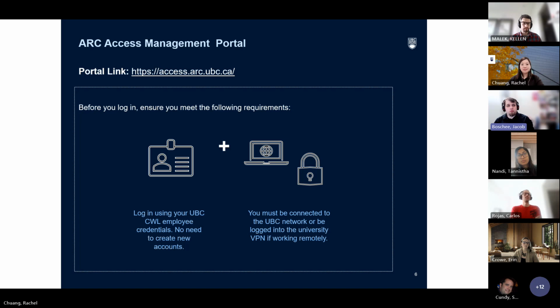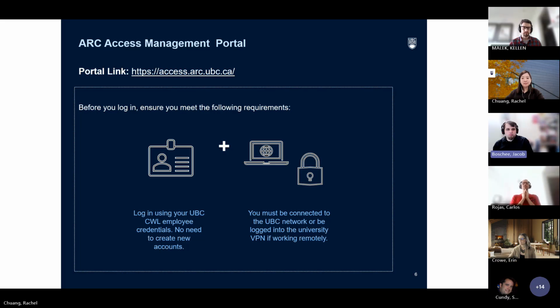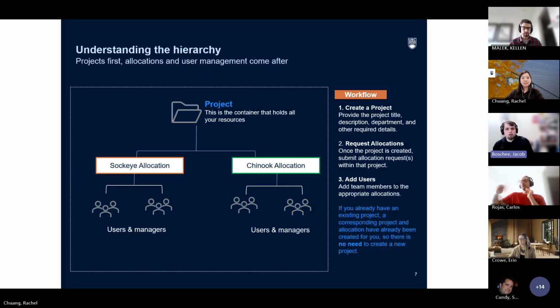So to start with, our website is access.arc.ubc.ca. And when you connect to it, you'll be presented with the standard UBC login page. To connect, you'll need a UBC credential that is an employee account. And you also will need to be connected to either a UBC network natively or the UBC MyVPN service.